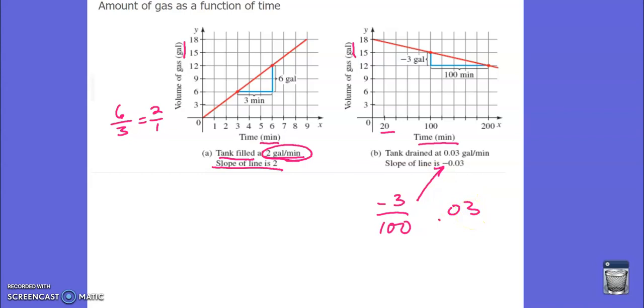And notice the negative is the slope, but notice what we're talking about, being very specific on the rate. The rate is it's being drained or taken out or used at 0.03 gallons per minute. So that's what we're looking for as far as the rate. So be very specific with your labeling.